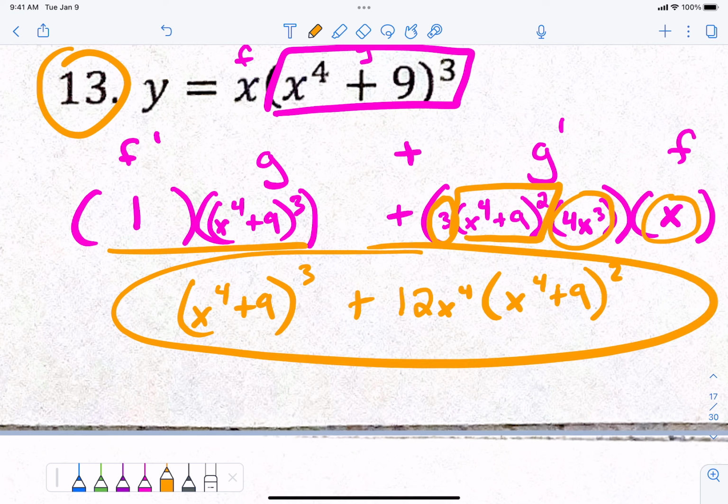Do you need the 12x to the 4th to be in the parentheses? I wrote it in parentheses. You can have it in parentheses, but it doesn't need to because it's only one term. But if you had multiple terms, like if this was 12 plus x to the 4th, you would need it in parentheses. But we don't for right now because it's only one term, a monomial. That was 13.